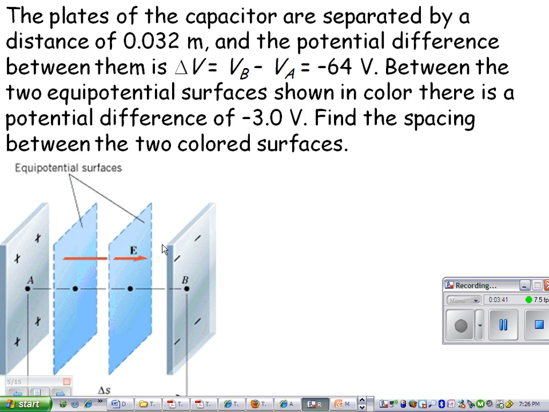So we're going to have to find the electric field between these two plates. What we need to know about a parallel plate capacitor is that the electric field in between is constant, it never changes. So you can find the electric field from the first information we're given, and then, using that same electric field, because it stays constant the whole time between the two plates, find the distance between those two surfaces.